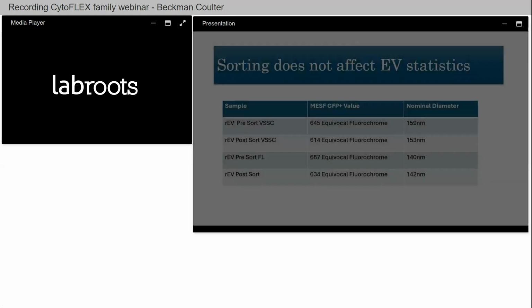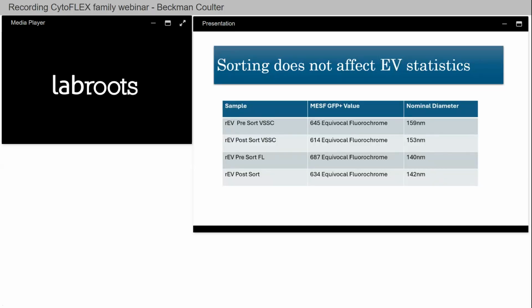But we did notice one thing, so you can see that in the table here. When we look at violet side scatter versus fluorescence, our median fluorescence intensity does not change, right? We have the same MESF value, relatively speaking. The percentage difference is not anything significant, but our nominal diameter changes. So we find that when we looked at fluorescence, we get a better limit of detection. It increased our limit of detection, basically because we're able to actually see a little bit more. We're able to go down and move the threshold needle lower in this instance.